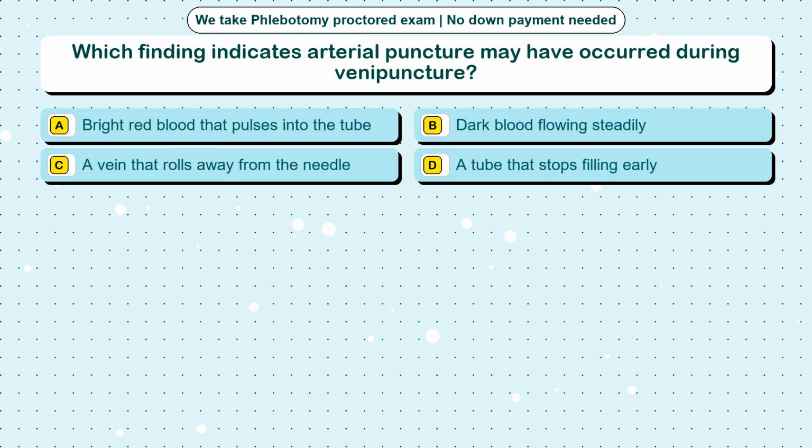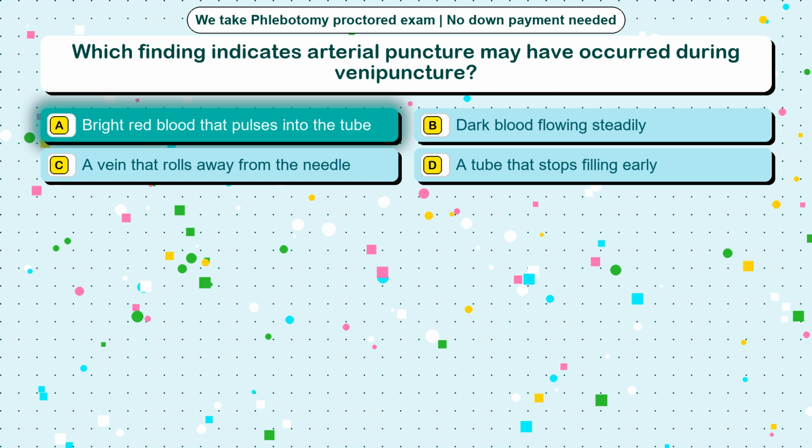Question 5. Which finding indicates arterial puncture may have occurred during venipuncture? Option A. Bright red blood that pulses into the tube. Option B. Dark blood flowing steadily. Option C. A vein that rolls away from the needle. Option D. A tube that stops filling early.